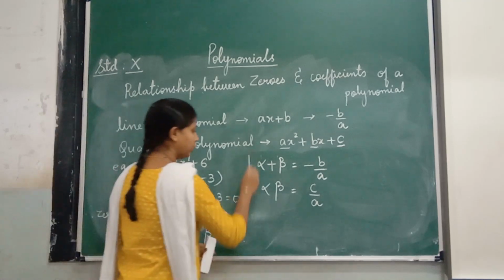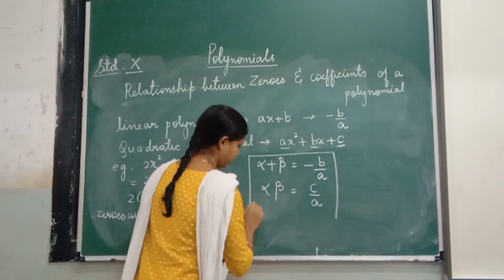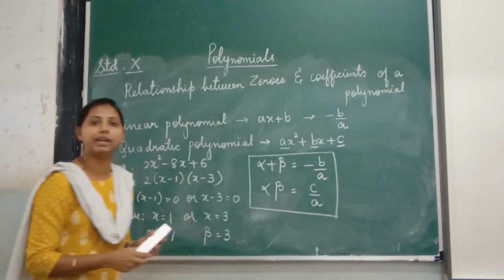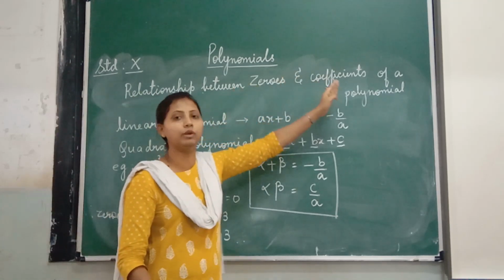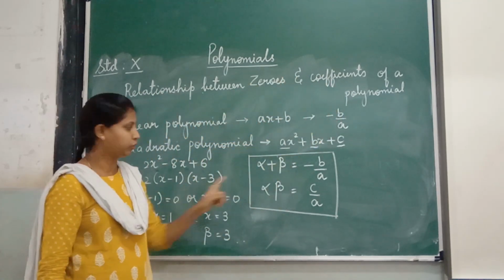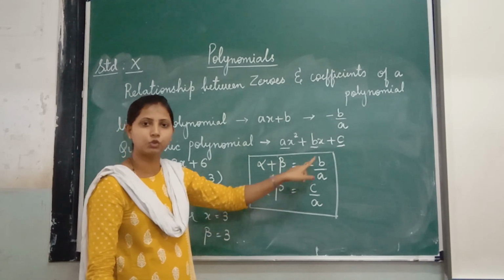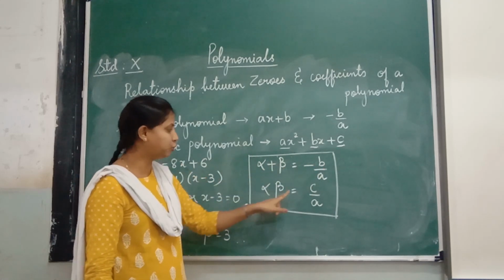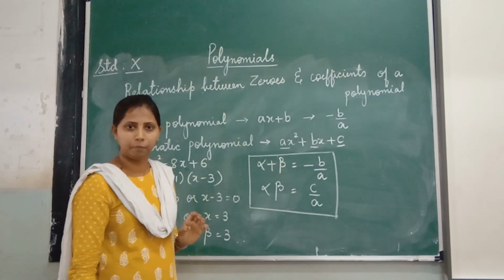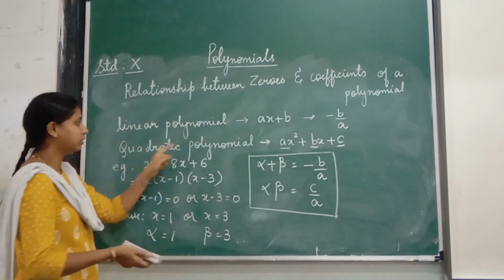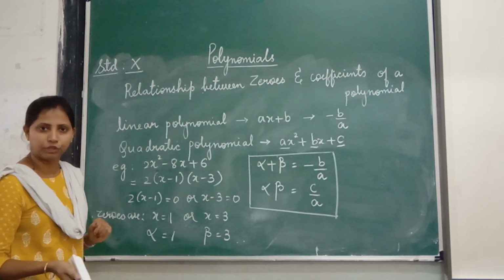Yes? So this you have to remember, and using this you have to verify the relationship between the zeros and coefficients of a polynomial. Alpha plus beta is equal to minus b by a, and alpha into beta is equal to c by a. Yes? So this was regarding the quadratic polynomial.